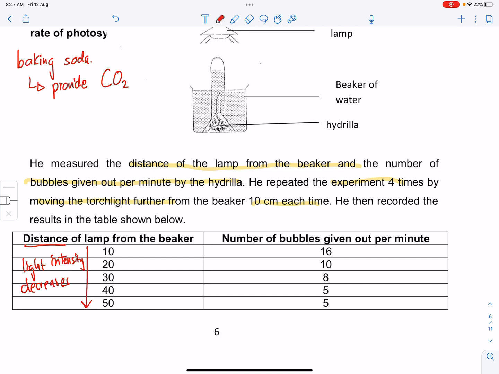And please make sure that you use the correct description. It's actually light intensity. I don't want to see amount of light intensity. So from here, we'll be able to tell as light intensity decreases, number of bubbles also decreases. Now, this number of bubbles, okay, they contain oxygen. Now this oxygen here refers to your photosynthesis. So obviously, the more you photosynthesize, the more bubbles you will produce.